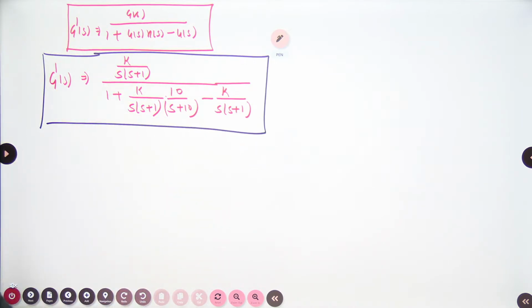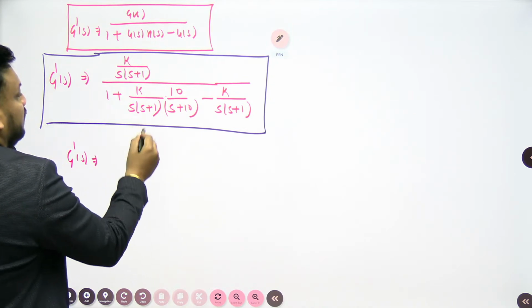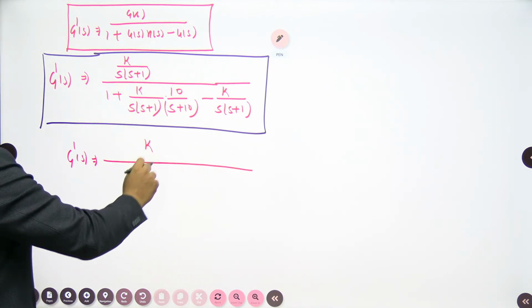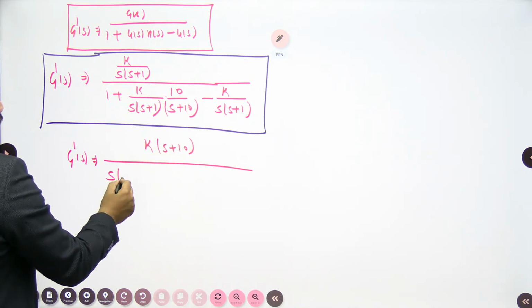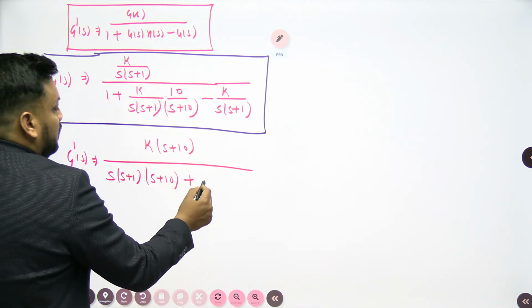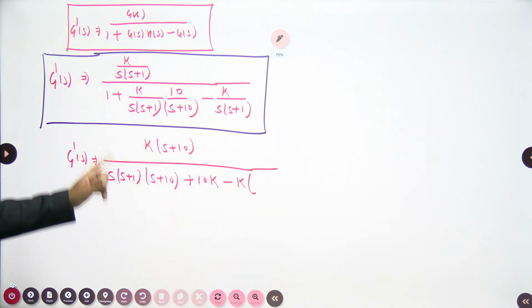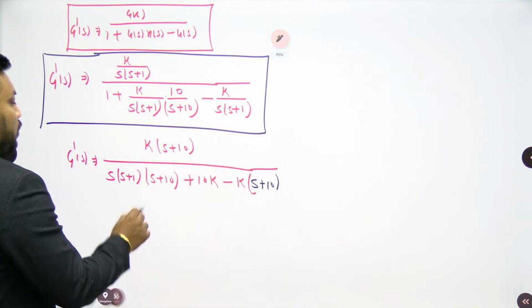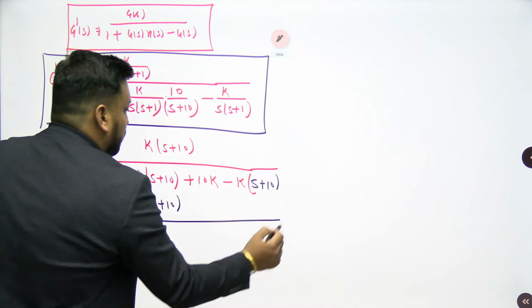Now you are just left with the LCM part. Just take the LCM, guys. In the numerator, when you take the LCM, only K will be left, because s into s plus 1 and s plus 10 is the LCM. So s into s plus 1 gets cancelled out, but s plus 10 will still be in the numerator. And here you will get s into s plus 1 into s plus 10 plus 10K minus K, whole bracket closed, because s into s plus 1 is already there. So you are left with s plus 10. Yes or no? Now the numerator is nothing but K into s plus 10.